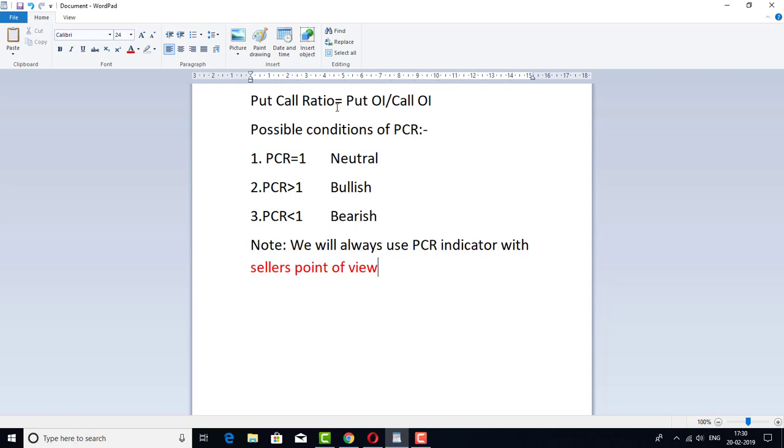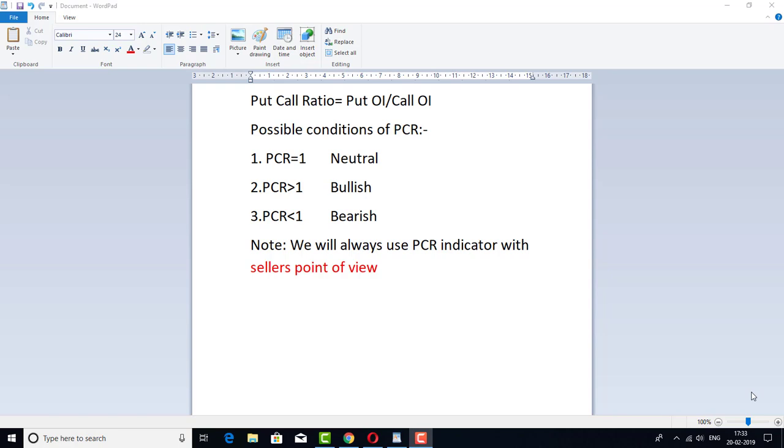Now, an important point that we need to know is that whenever we use the PCR indicator, it is always used from the seller's point of view, not the buyer's point of view. That means if the put OI is more than the call OI, we will always consider that put sellers are more in market compared to call sellers. And vice versa, if the call open interest is more than the put open interest, then we will consider that call sellers are more in the market than put sellers. The PCR has three possible conditions, and we are going to know how to interpret all the three conditions.